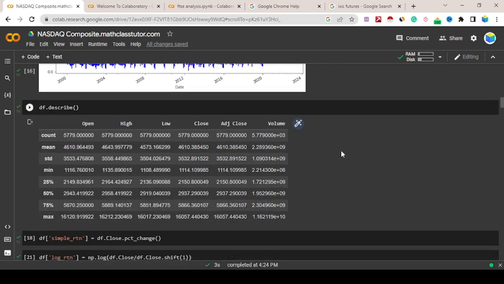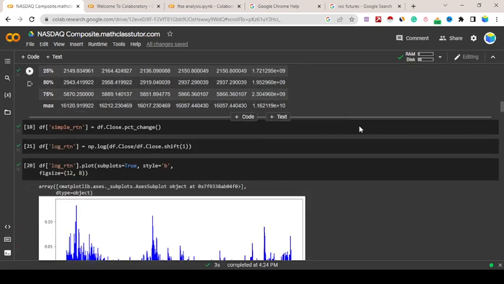Now after that I am using df.describe. Describe means these are the descriptive statistics. First we have the count: there are 5,779 rows. We have the mean of 4610 and a standard deviation of 3533. The minimum value is 1116, then the 25% quartile, the 50% quartile, which is called the median, and the 75% quartile, which is the three-quarters mark. The maximum value is 16,120.